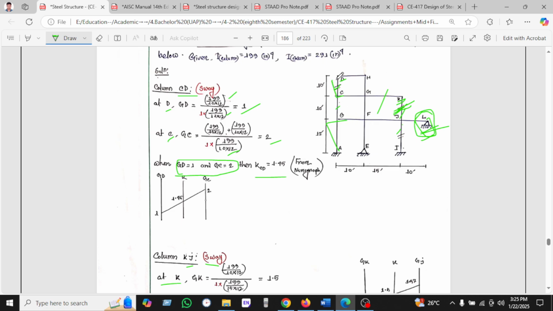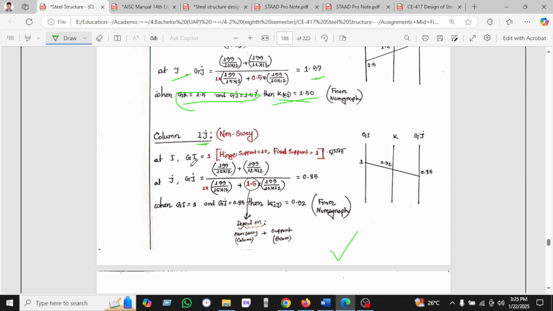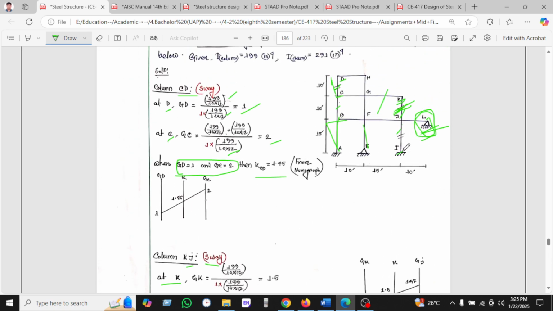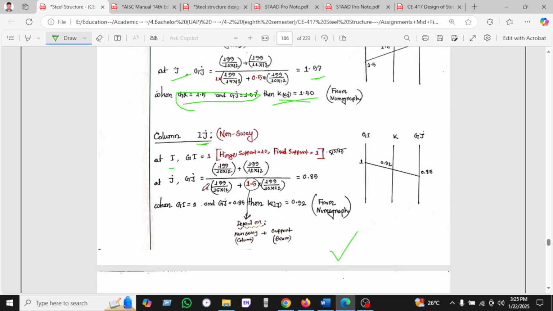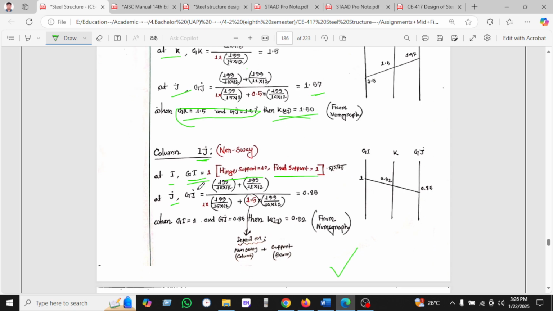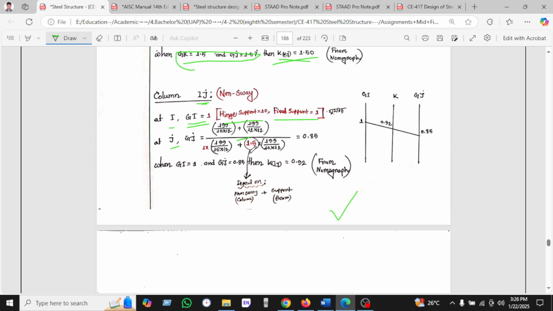On the other end, the top portion will buckle and the bottom portion will not buckle because of this support. In this way, at point I we have seen the fixed support, that's why we use 1. If it is a hinge support it will be 10, and fixed support will be 1. At support J there are 2 columns and 2 beams, which we found to be 0.85.